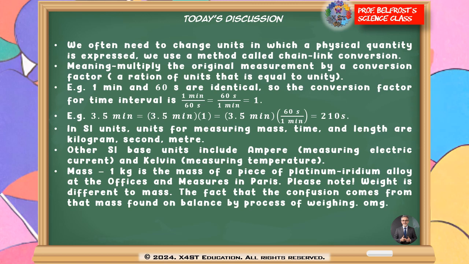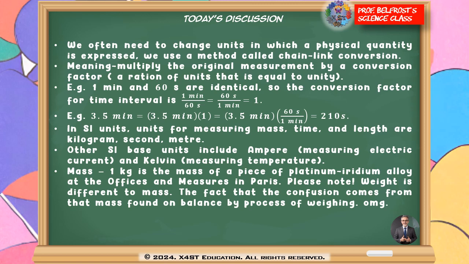So mass. When you are about to weigh something, it means that you are trying to find the mass of something, right? Mostly you'll express it in kilogram. So how much is a kilogram? A kilogram is just the mass of a piece of platinum iridium alloy at the office of weights and measures in Paris. So you need to know this.